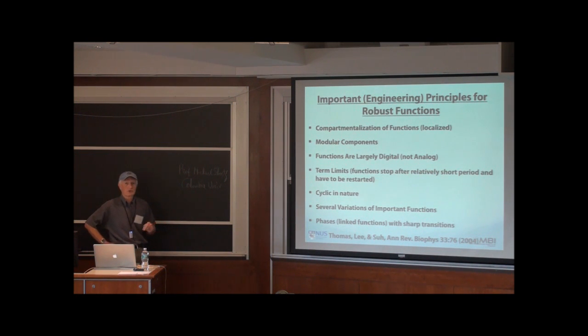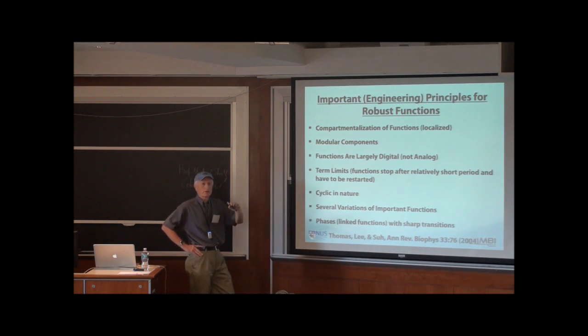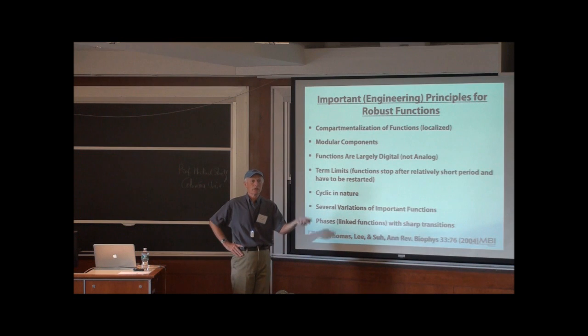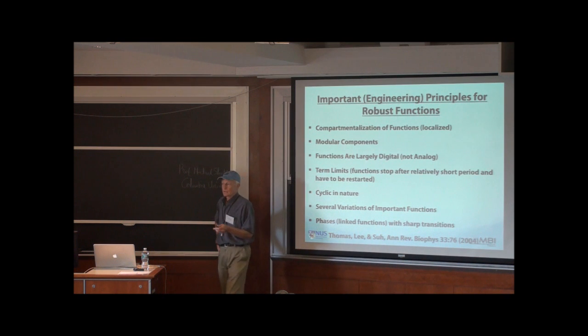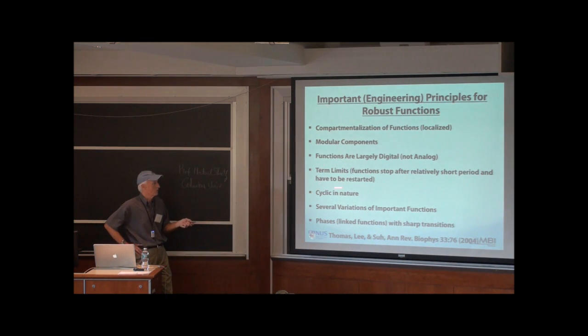Functions are largely digital, not analog. So the way the cell produces the right amount of mRNA so that it can produce proteins is not by continuously producing mRNA and adjusting by a rheostat the rate of that production, but indeed turns on, produces a burst of it, turns off, and waits for another signal to turn that on. This leads into the next issue of term limits.